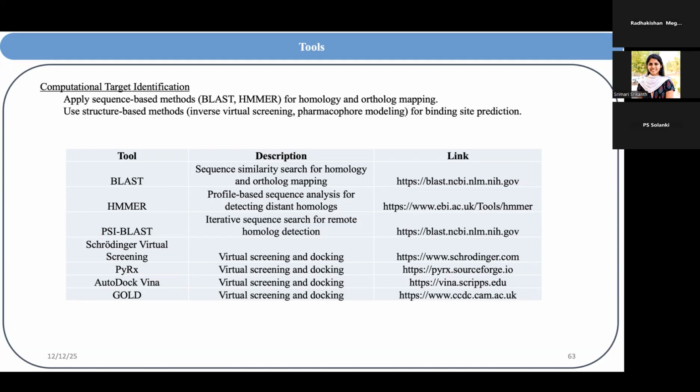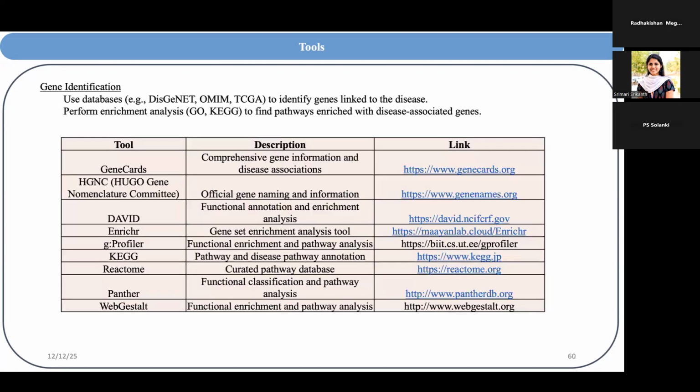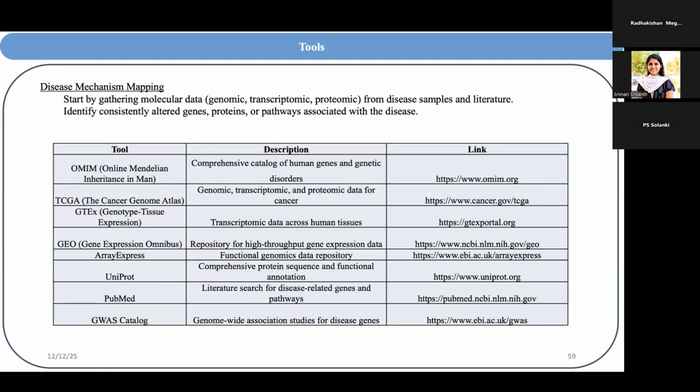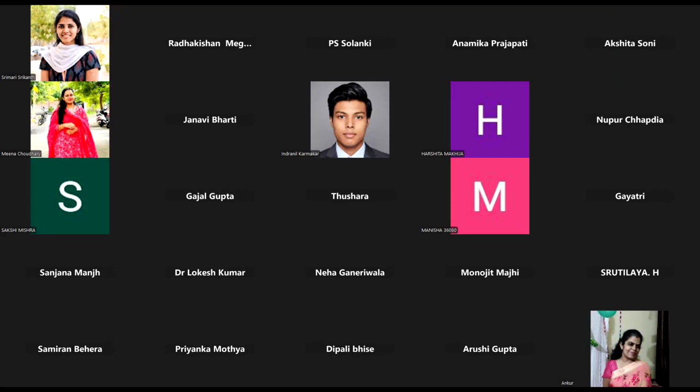After all this, we have to make sure whether the target is druggable or not. For that, we use docking programs from Schrodinger, PyRx, AutoDock, GOLD. This makes sure whether our target protein is druggable or not. From each of these, I will now show you a demo. For example, let me share my screen.